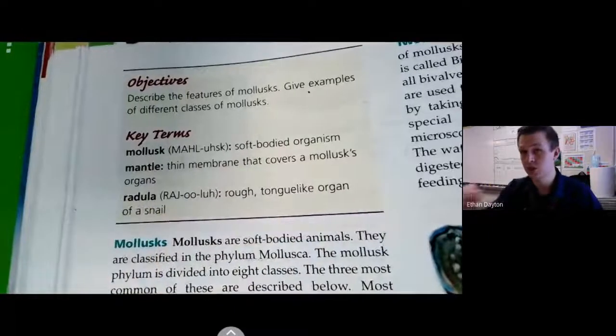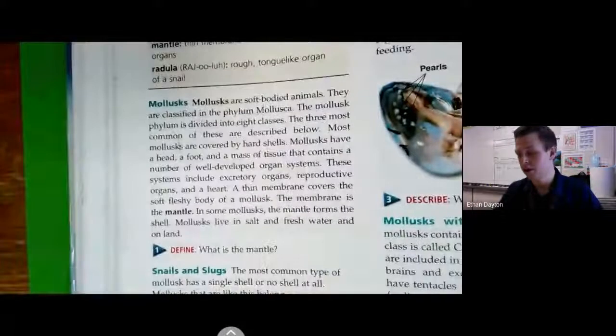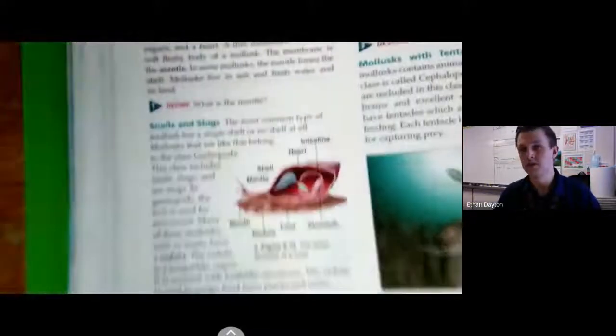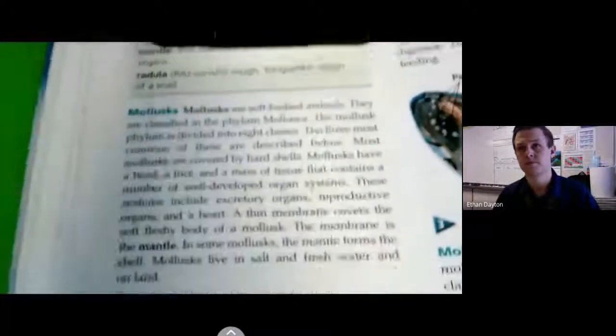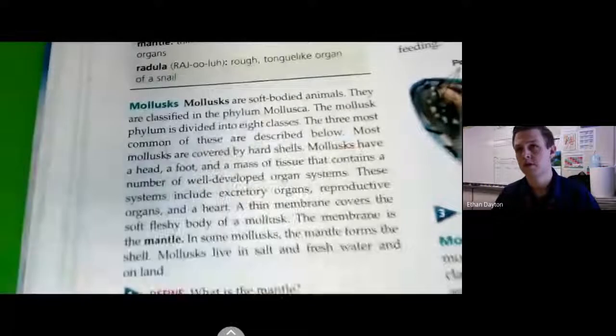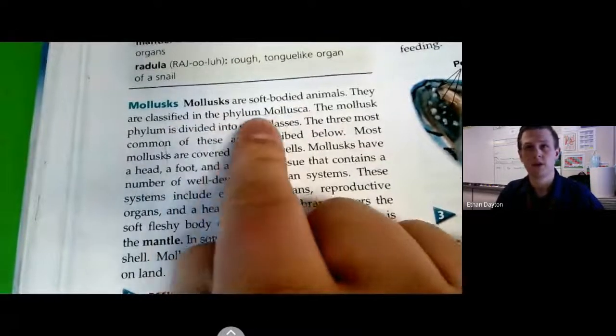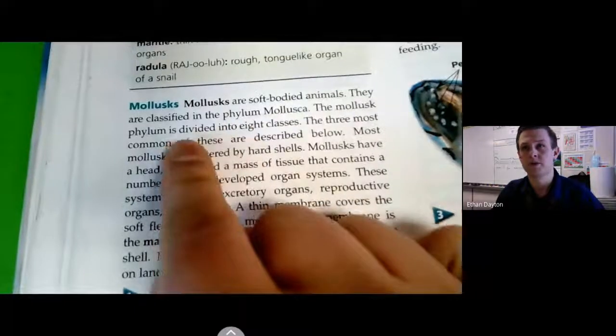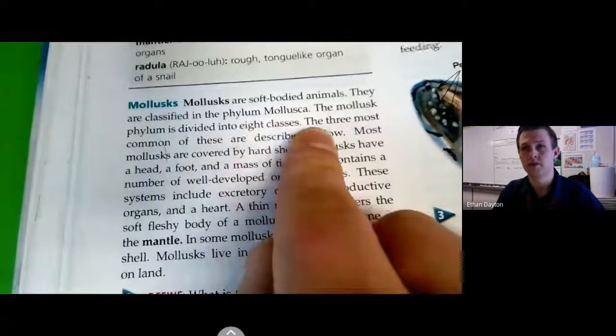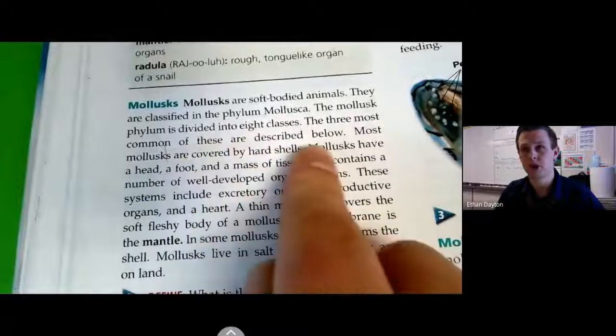Again, we are on page 208. The first section is titled Mollusks. Mollusks are soft-bodied animals. They are classified in the phylum Mollusca. The mollusk phylum is divided into 8 classes. The 3 most common of these are described below.